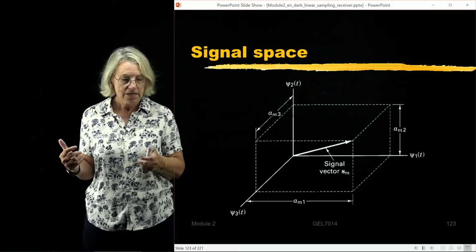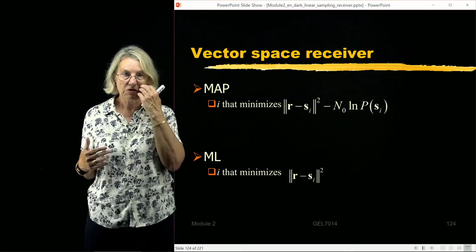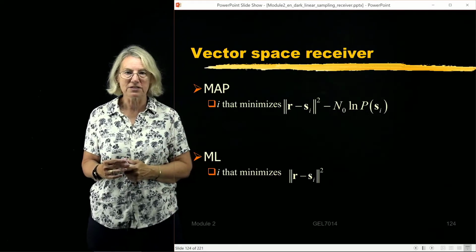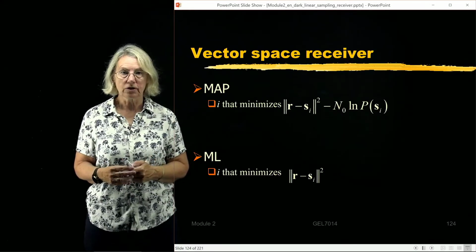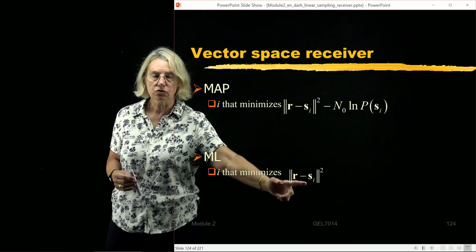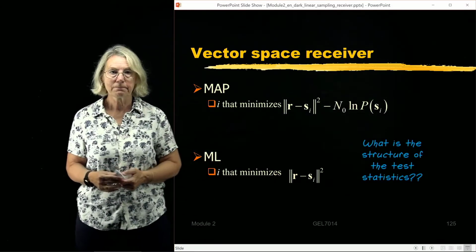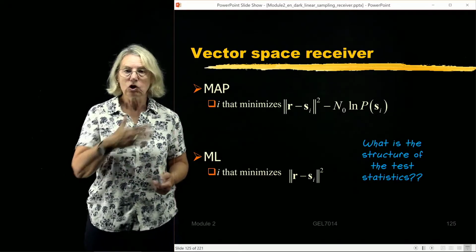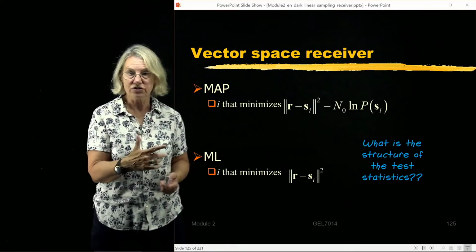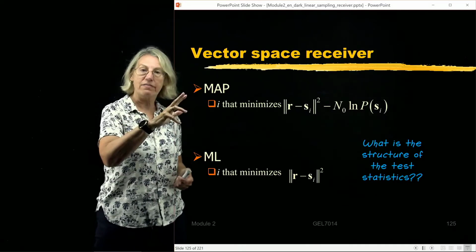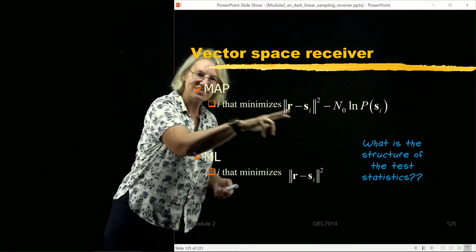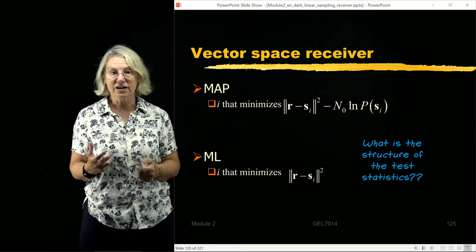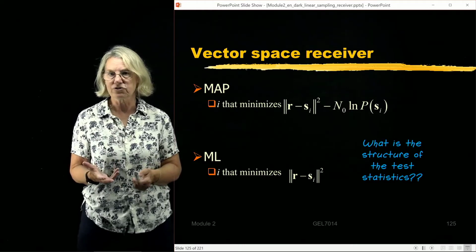So now let's look at the math for the two kinds of optimizations, the maximum a posteriori and the maximum likelihood. In this case, we had the L2 norm that we were looking at. So how can I see, when I'm looking at these structures, this is the math. It says minimize this representation in signal space. But that is a structure, and the structure is going to be the correlator structure.